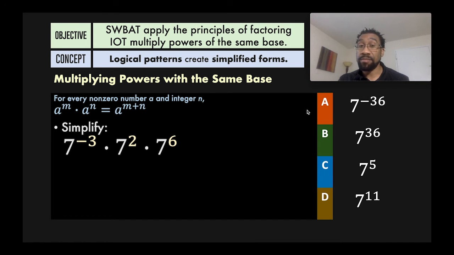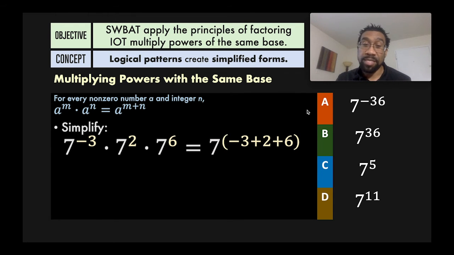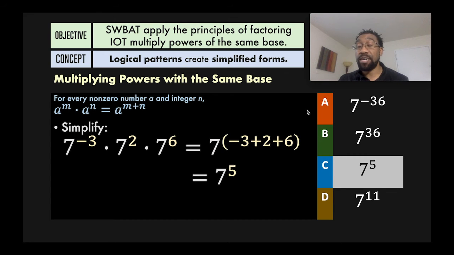the 11th power. If you rewrite these, combine the bases, and then use the addition of the exponents as advised by our property, you're going to get 7, and when you combine all the exponents, you get negative 3 plus 2 plus 6. Some of the common mistakes I see is people try to multiply all the exponents. No, it's multiplying the powers with the same base. When you do that, you add the exponents. So negative 3 plus 2 plus 6 gives us positive 5. So the answer is 7 to the 5th power.